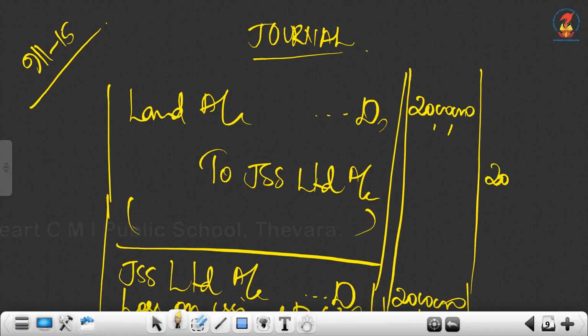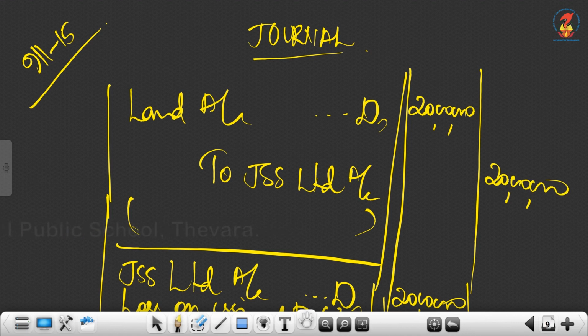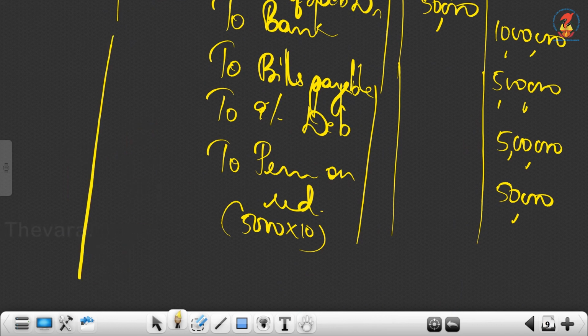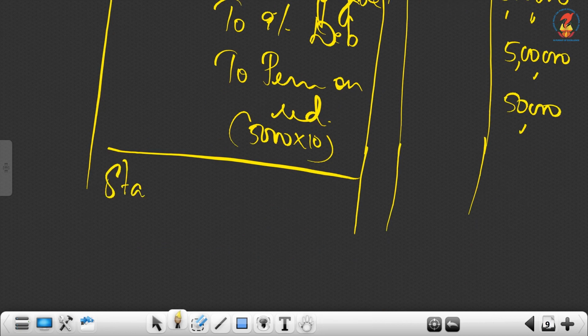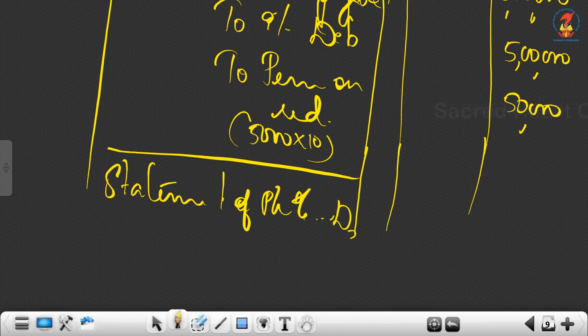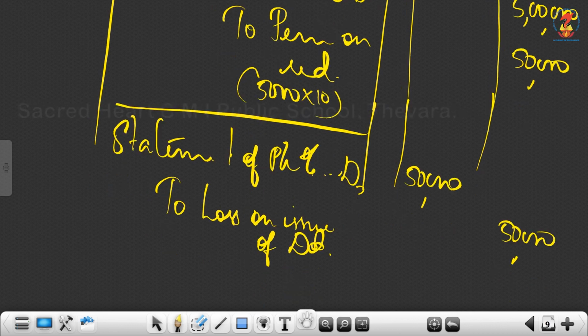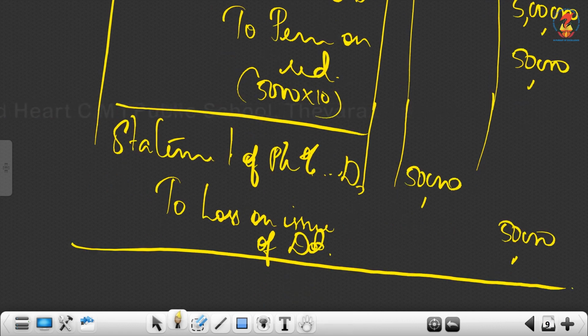Question is not over. Whenever you open the loss account or the discount account, what did I tell you? You have to write it off. So write the writing off entry, that is statement of P&L account debit to loss on issue of debentures. What is the loss on issue amount? It's 50,000. Now the question is over. So the writing off entry also you must write, that you must remember.